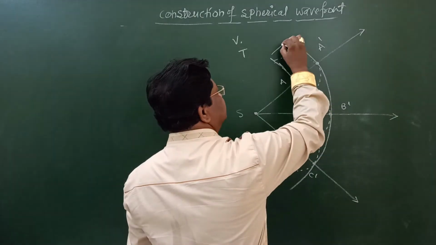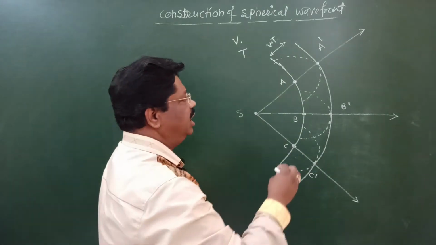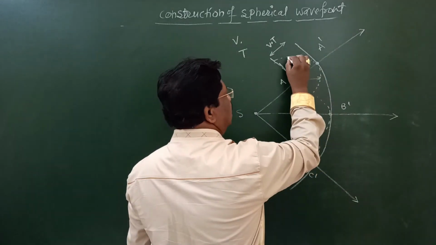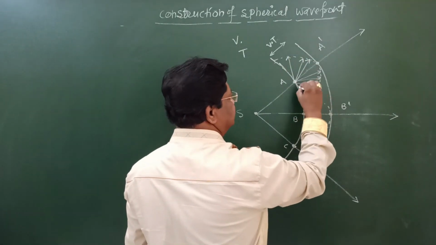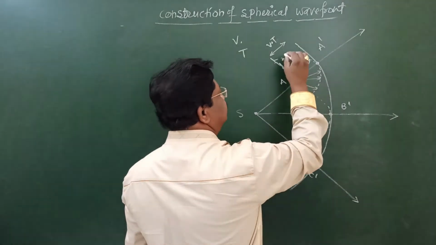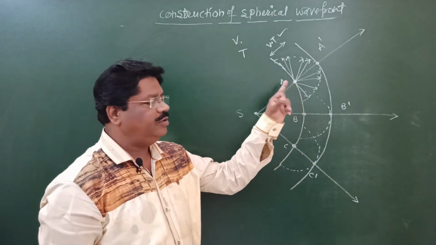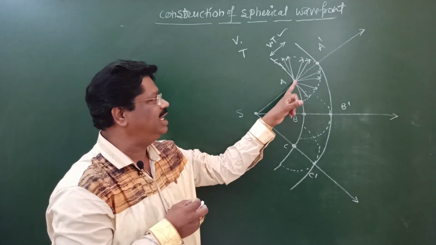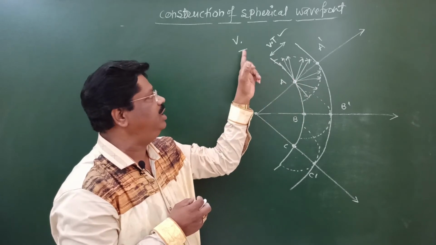Whereas this distance is v into t. That means all these waves from point A, which acts as a secondary source of light, traveling in all directions, cover a distance v into t in time t.